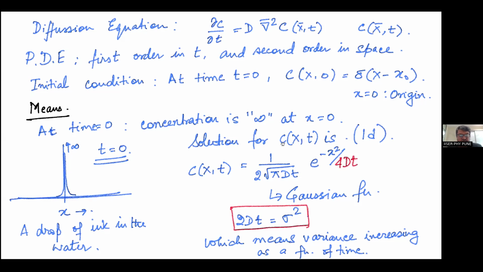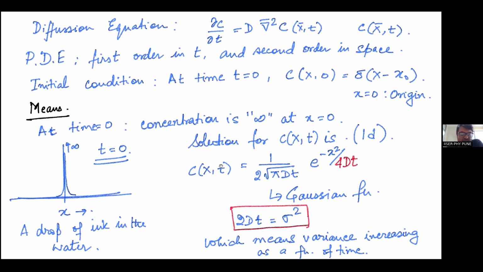The solution for C(x,t) in 1D is again a Gaussian. You can solve it by Green's function or whatever mathematical methods, but I'm trying to make you familiar with the phenomenon of diffusion. So if you manage to solve it using Green's function, which will be taught in your mathematical methods course, if not already taught, I mean for the senior students, then you can figure out C as a function of space and a function of time.